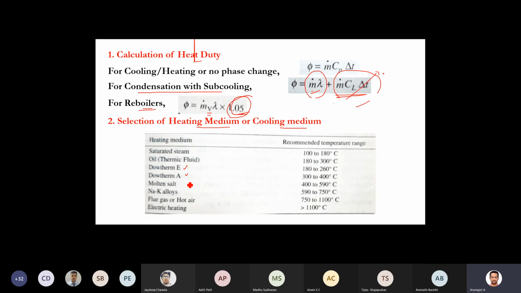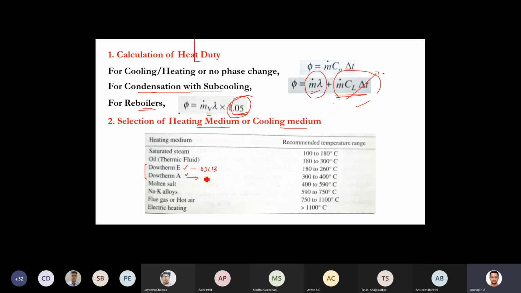Okay. Then you can say Dowtherm A, because these two fluids are developed by Dow Chemicals, so it's called Dowtherm. Thermic fluid developed by Dow is called Dowtherm. Dowtherm E is nothing but ortho dichlorobenzene. But Dowtherm A is also an organic fluid. Okay, normally it has very high heat stability, and it is a eutectic mixture.